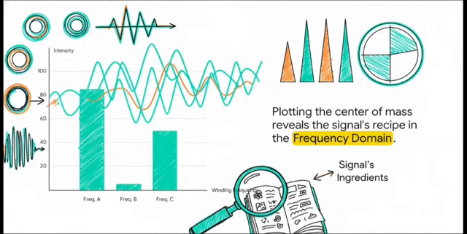So what we do is we just test every possible winding frequency one by one. And for each one, we plot how far the center of mass moved. The new graph we create is called the frequency domain. Instead of showing signal strength over time, it shows signal strength over frequency. A big spike on this graph tells us that its corresponding frequency is a major ingredient in our original signal.